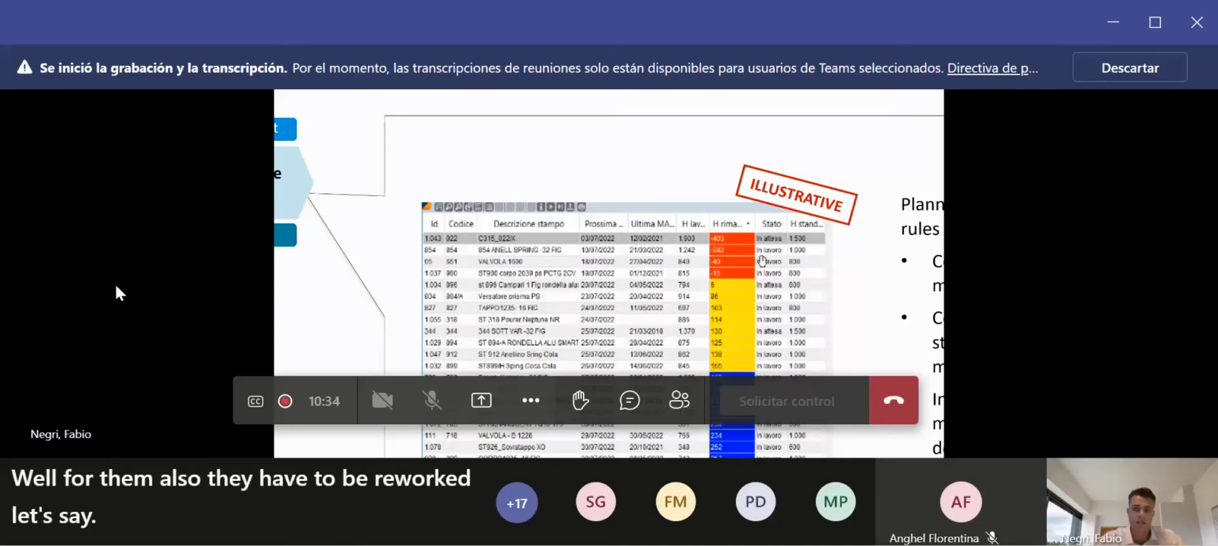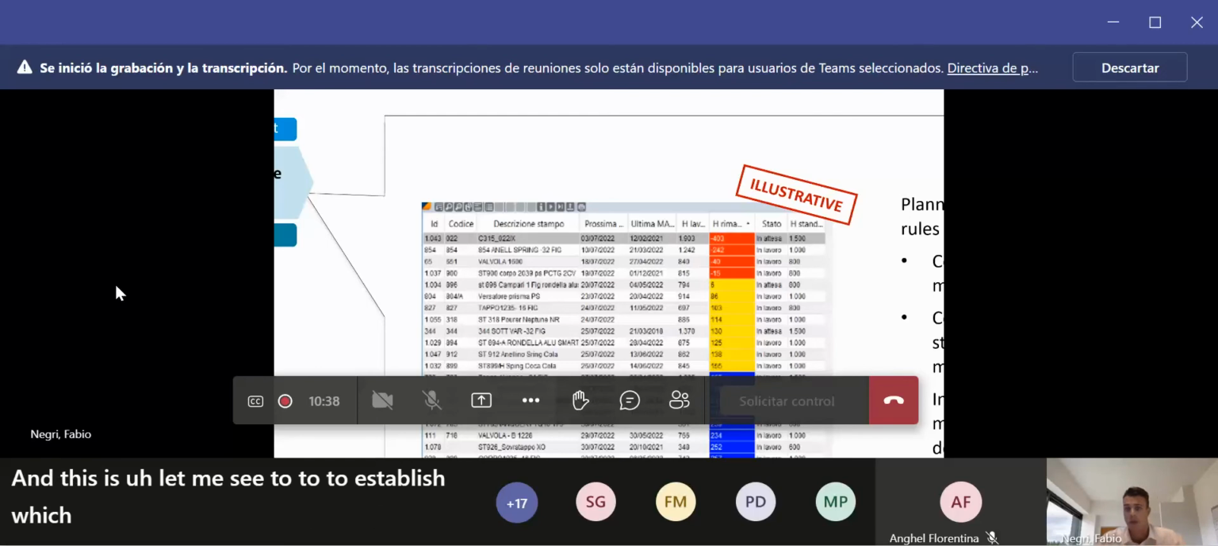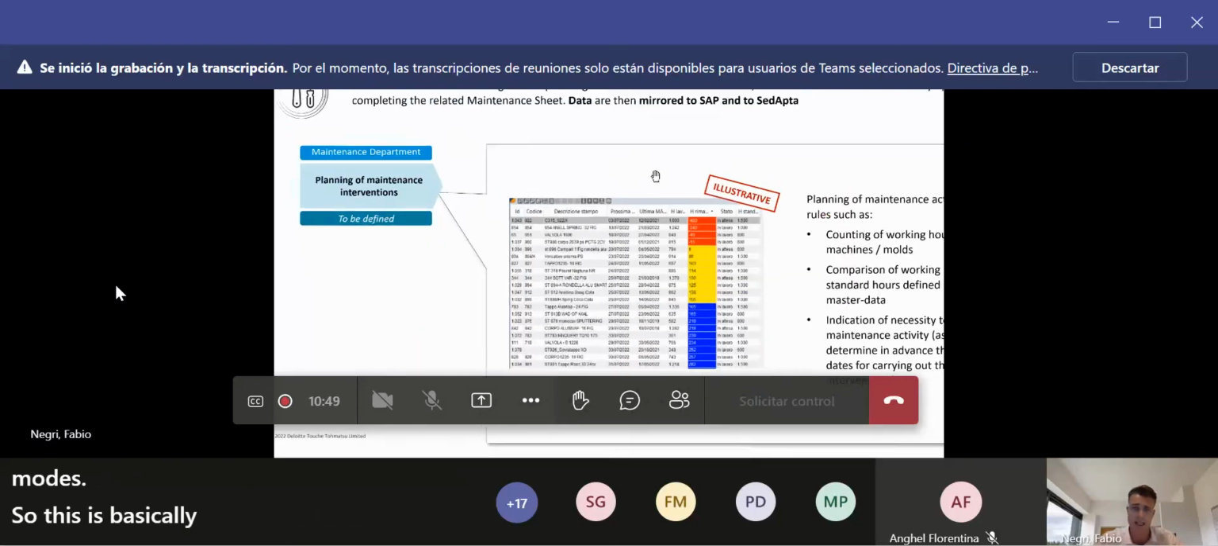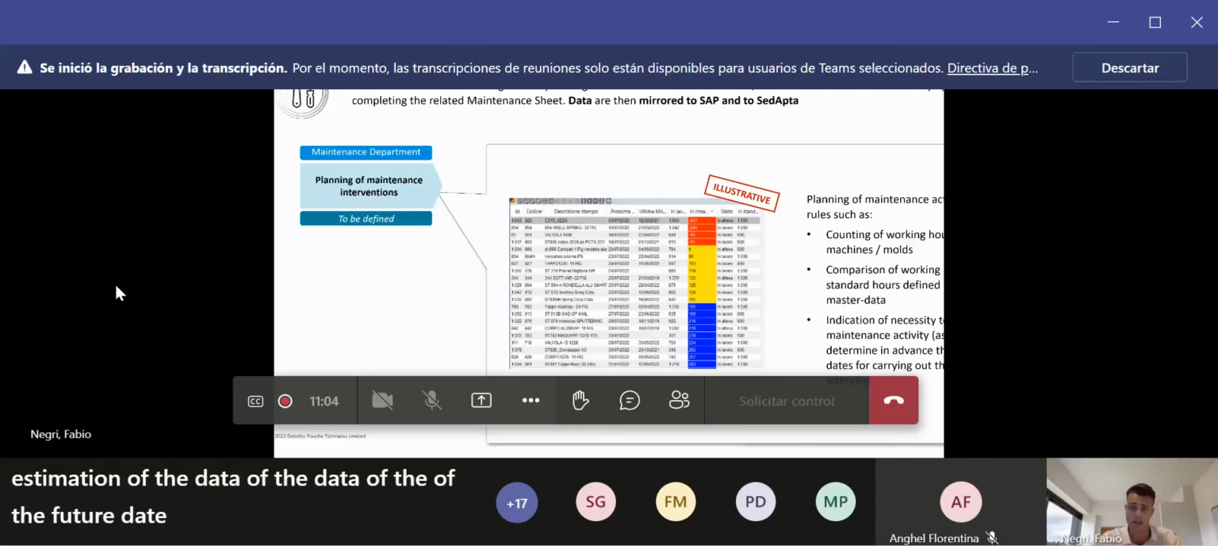To establish the remaining working hours, this is compared with the standard maximum working hours that have been defined in the master data, either of the machine or of the molds. So the idea is that by monitoring the working hours of the machine, it is possible to define an estimation of the future date of the interventions.